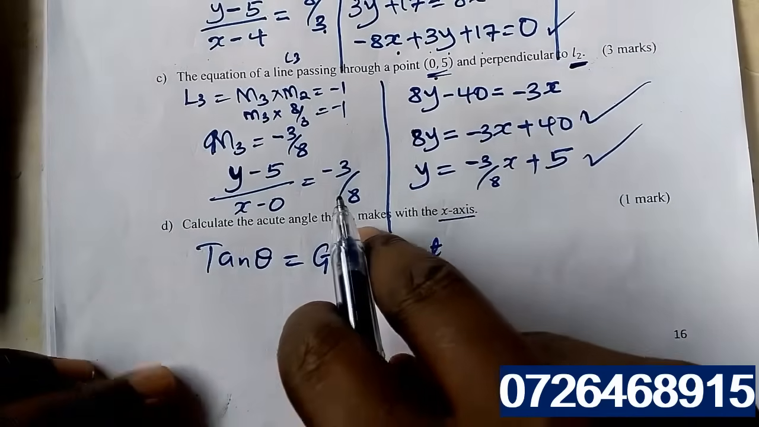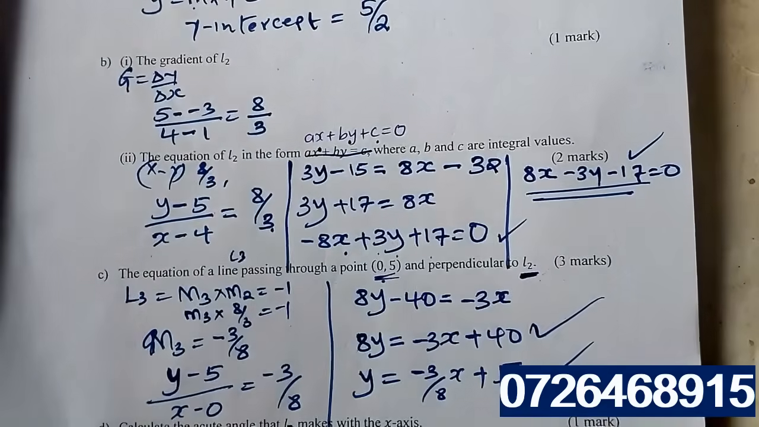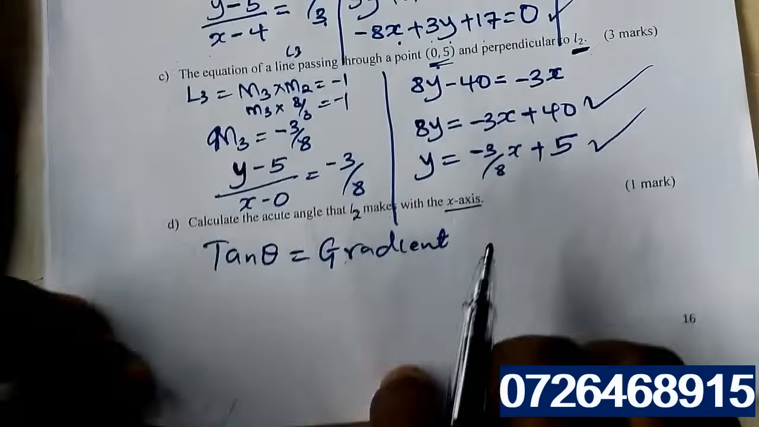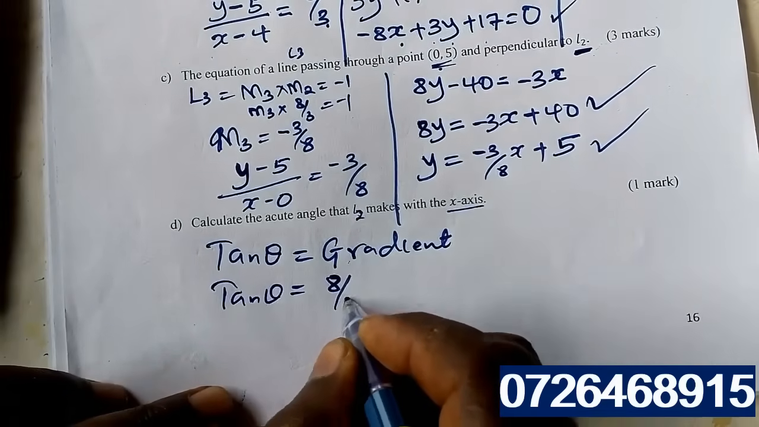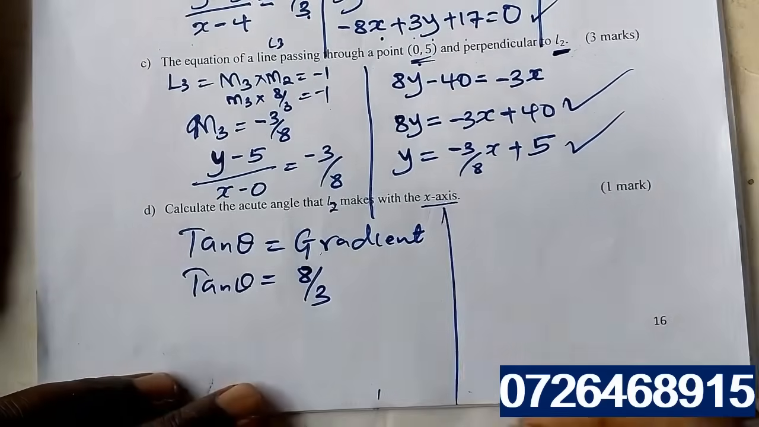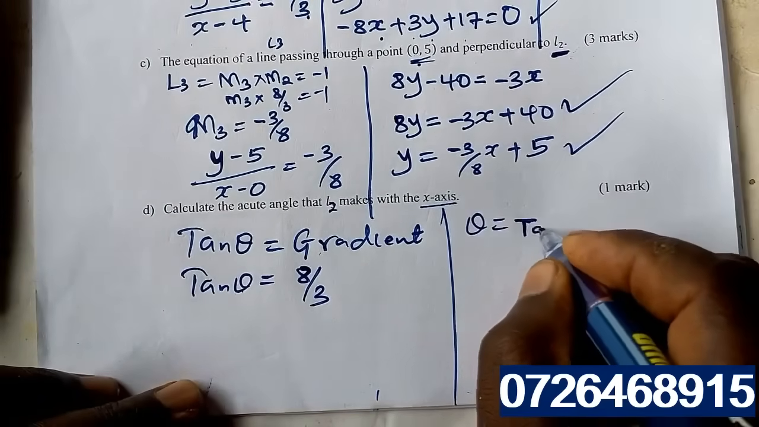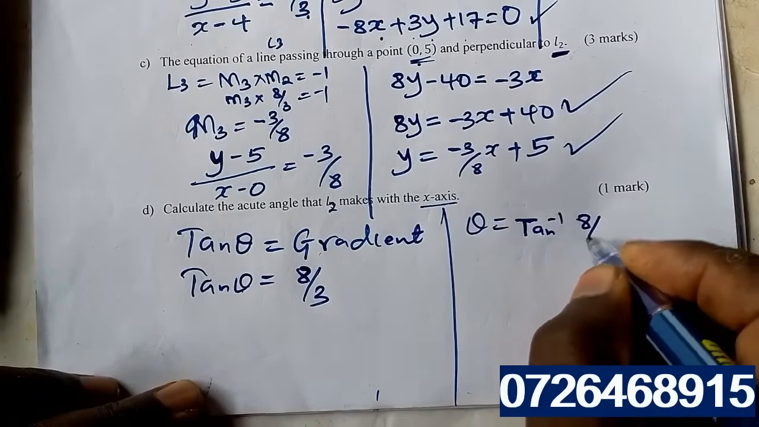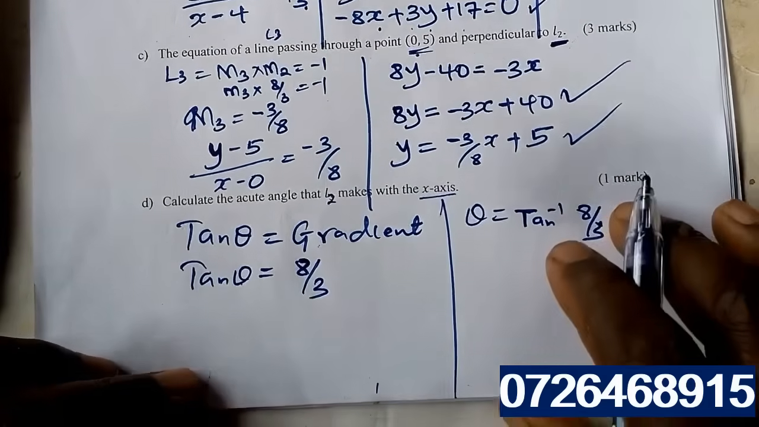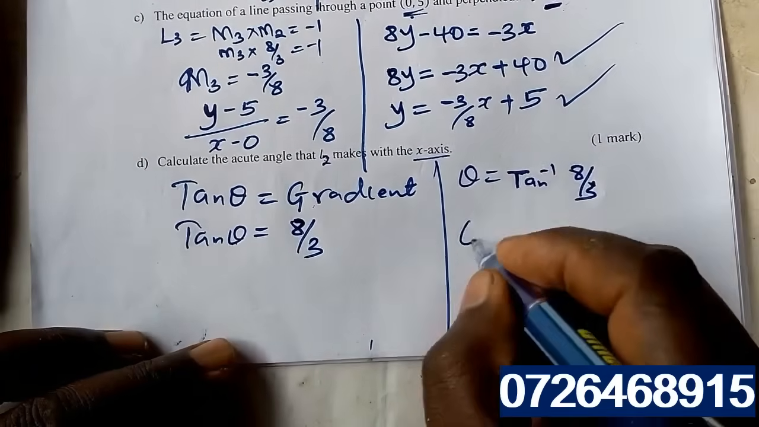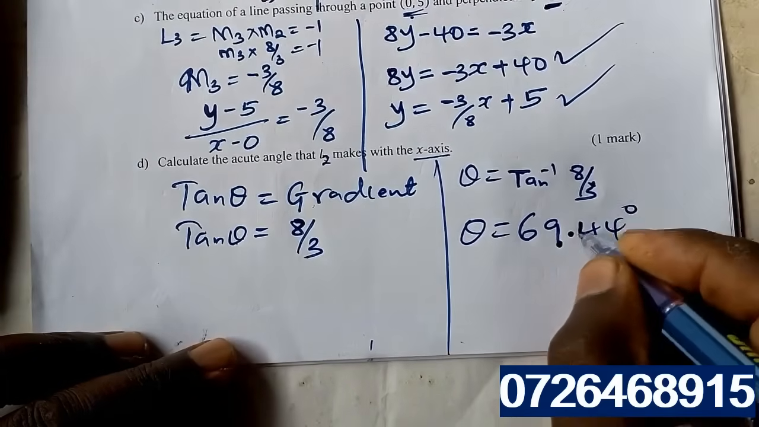So get the gradient of line 2. The gradient of line 2 is 8 over 3. So we are saying tan theta is equal to 8 over 3. To get theta, we are going to find the tan inverse of 8 over 3. And then you realize that your answer, theta, is equal to 69.44 degrees.